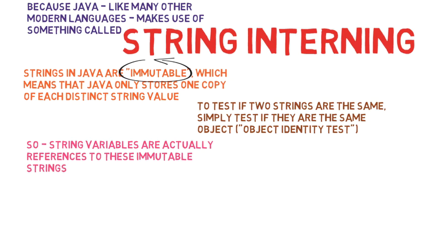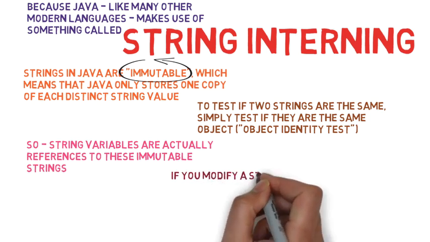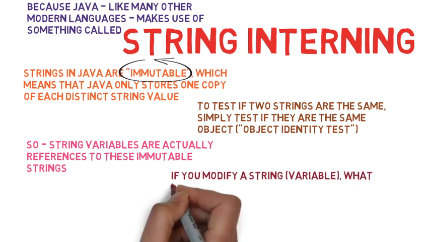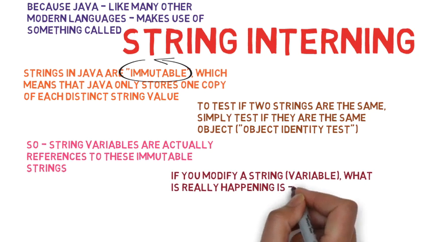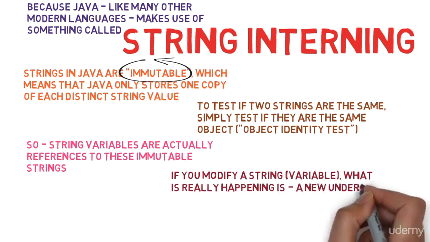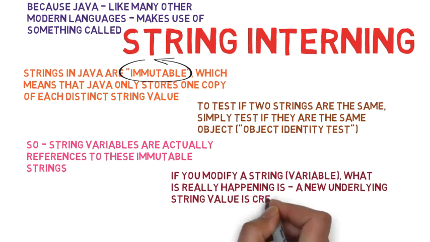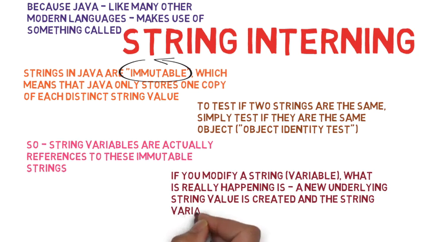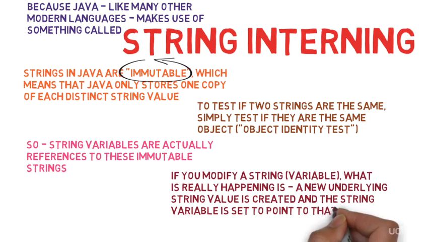If you modify a string variable, what happens then? When you modify a string variable, a new underlying string value is created. So the original value is not disturbed, a new underlying string value is created, and the string variable is set to point to that new value. So when you create a new string, a new value is created in memory and the string just points to that. The original value remains undisturbed.